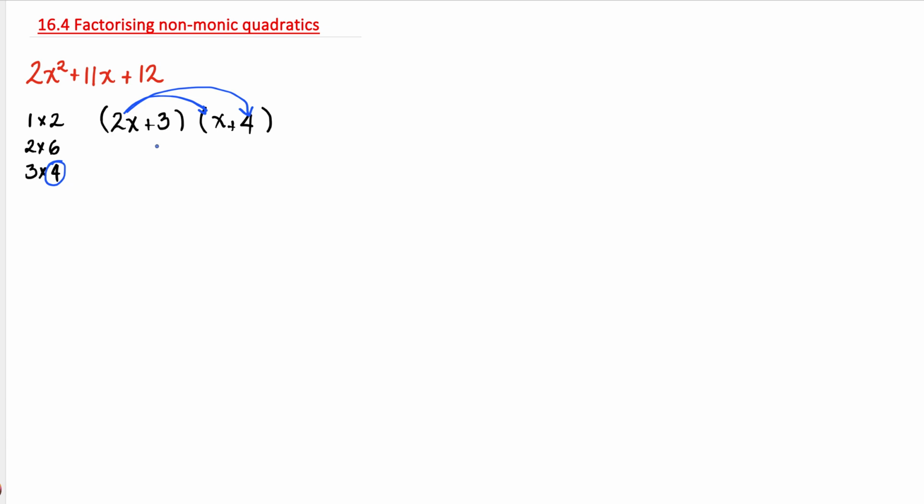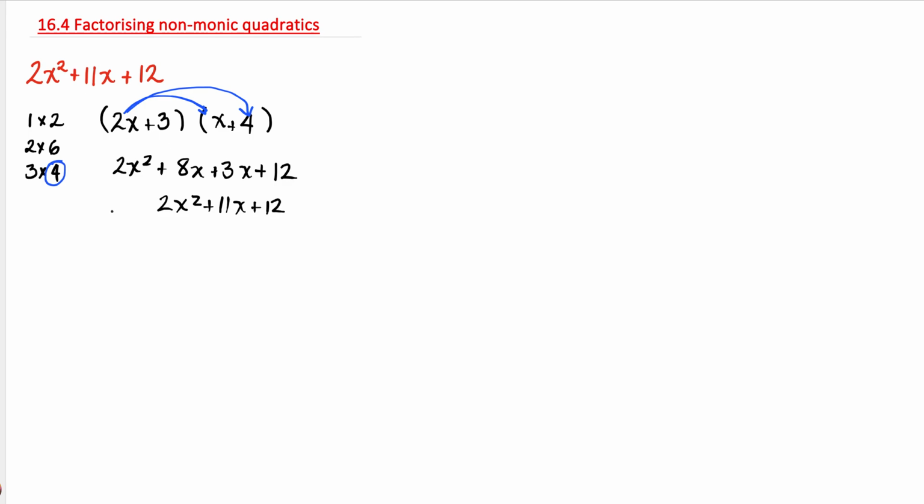This is what I mean by trial and error. That's what I used to do. I will go and play until I get it done. So if we expand this one, 2x times x is 2x squared. Then 2x times 3 plus 4 times x is 8x plus 3x, that's 11x, plus 12. So I have 2x squared plus 11x plus 12. And that's what I had to factorize, okay?